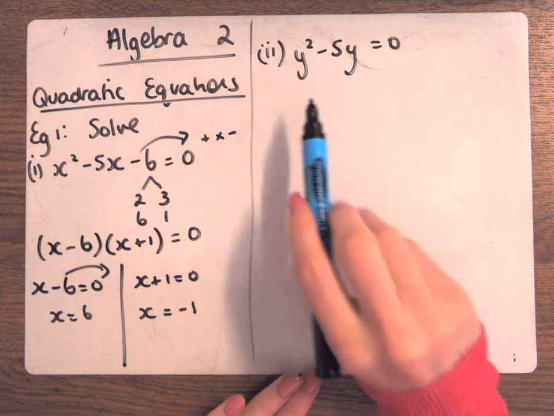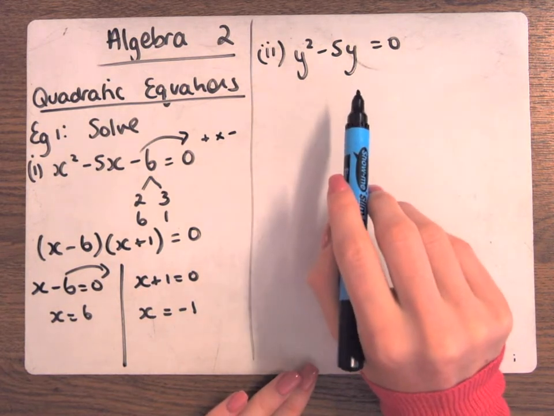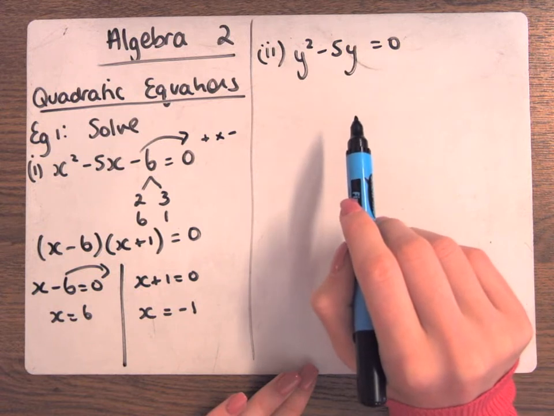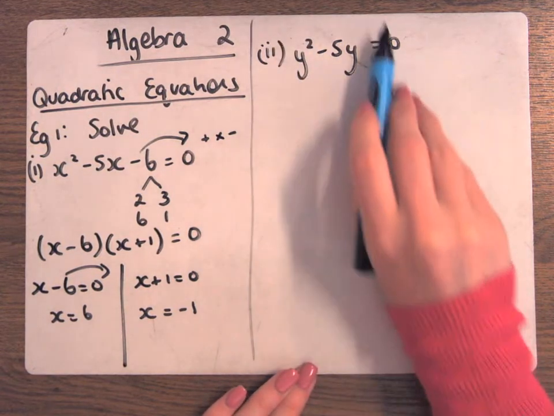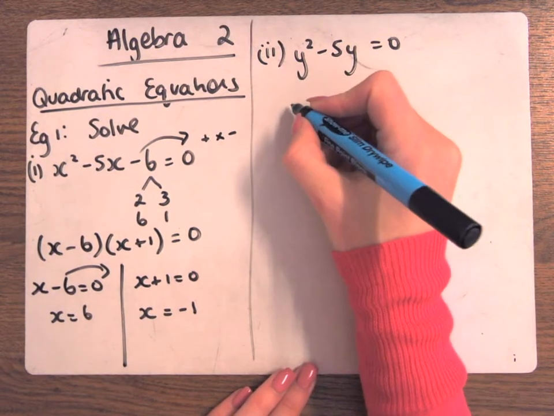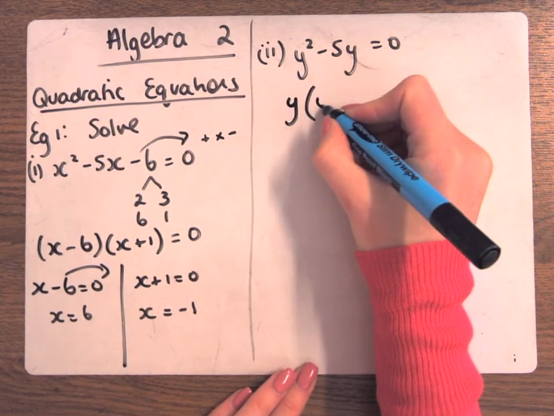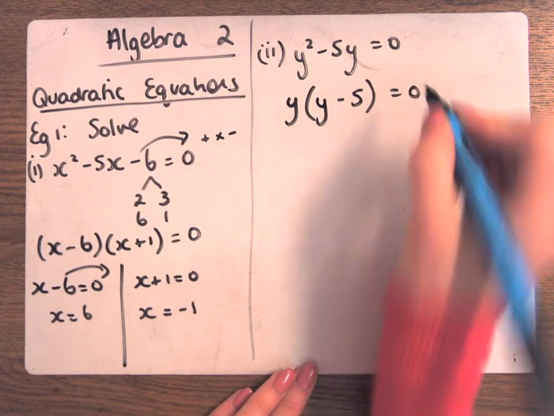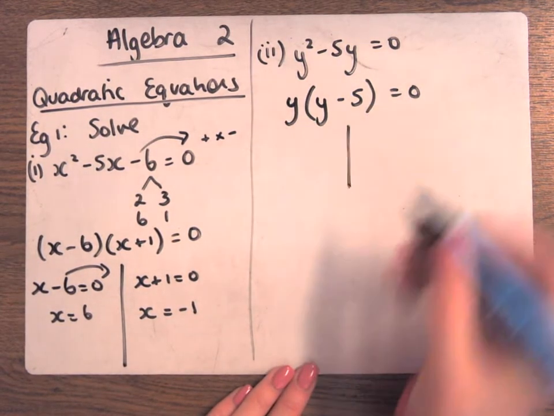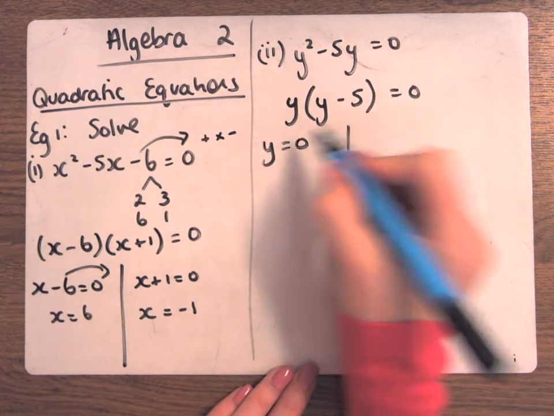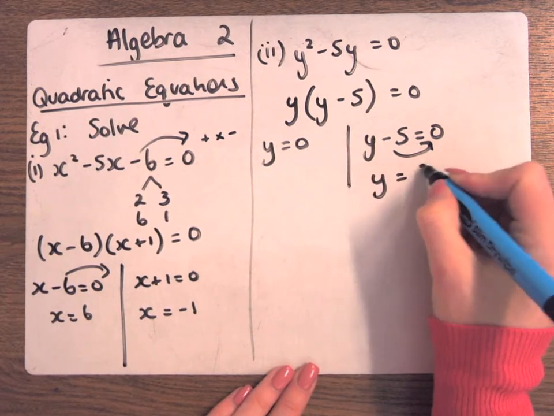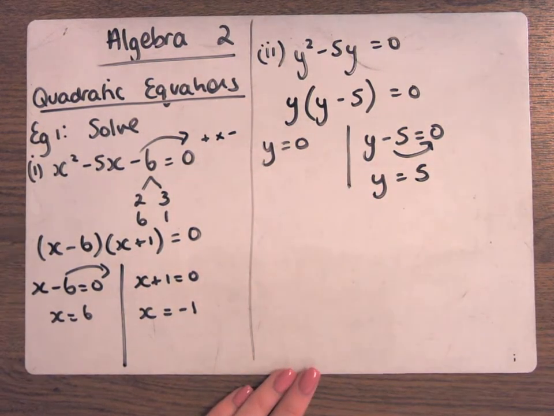Okay, part 2, solve y squared minus 5y equals 0. How do you solve something like this? Yeah, okay, so y is common. So factorize out the y, highest common factor. Y is common and I'm left with y minus 5 equals 0. Same thing. You've got two factors equal to 0, so split your page. Put the first equal to 0 and put the second equal to 0. So y is 0 and y is 5.